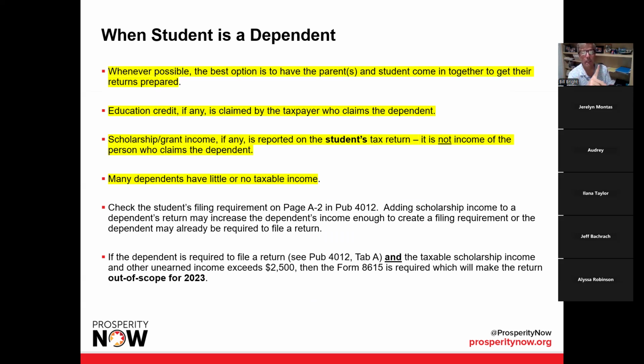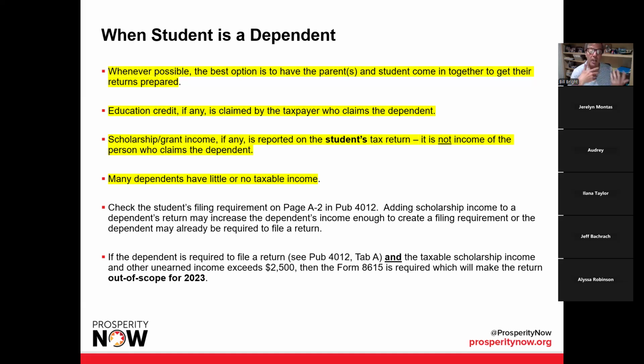Again, with scholarships, the credit, if any, is claimed by the taxpayer who claims the dependent. Remember, they're going to get that $1,500 part of the non-refundable credit, which should help them lower their tax liability, as well as the $1,000 refundable credit. But if there's anything above expenses, the income goes on the student's tax return. It's not income of the person who claims the dependent. And because most of the dependents have very little or no income, chances are there's not going to be a tax liability.